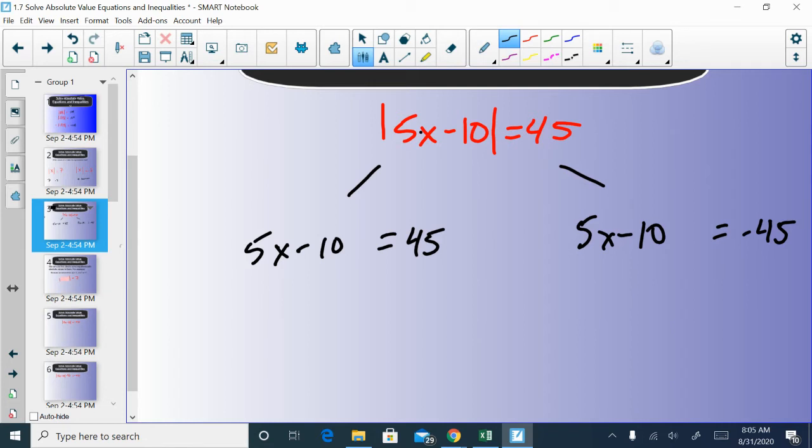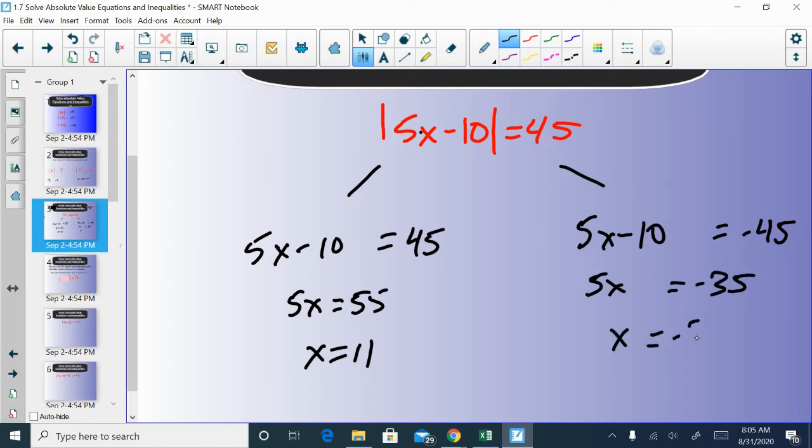This is solving two-step equations, reverse PEMDAS, that side map order. You would first add 10 to both sides, so you would have 5x is equal to 55, so x is equal to 11. And over here, you would add 10 to both sides. Adding 10 to negative 45 is actually negative 35. And then divide by 5, x is equal to negative 7.